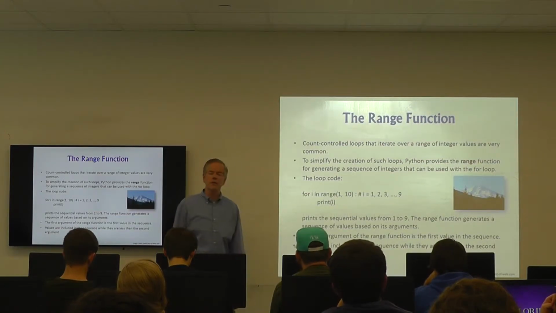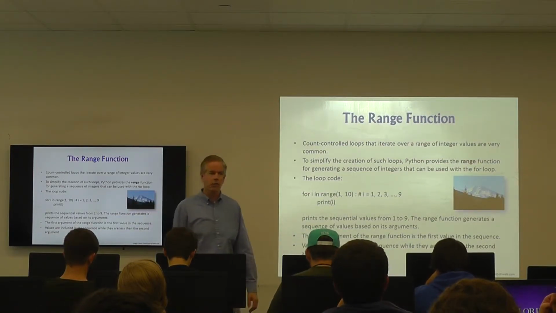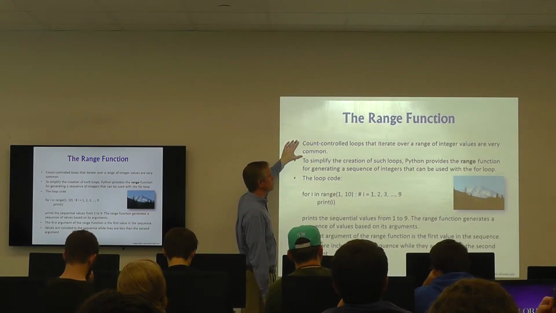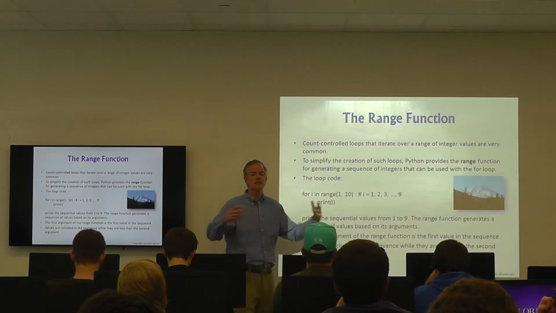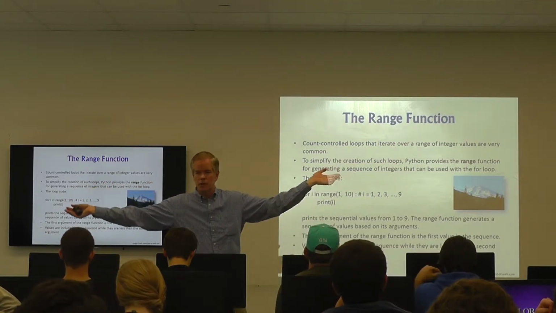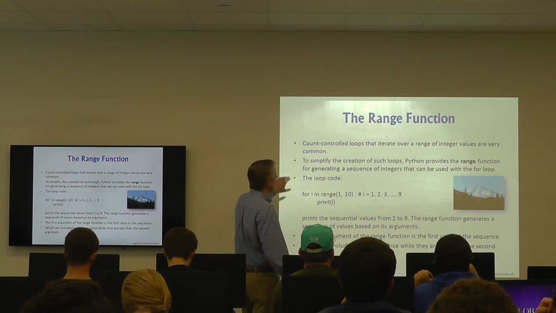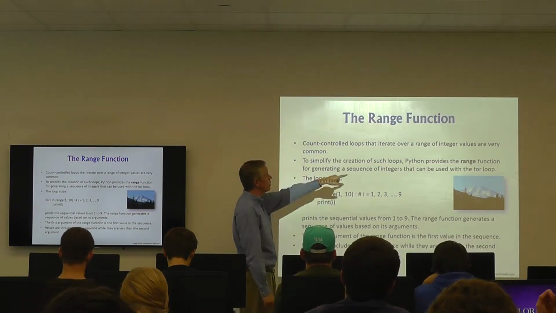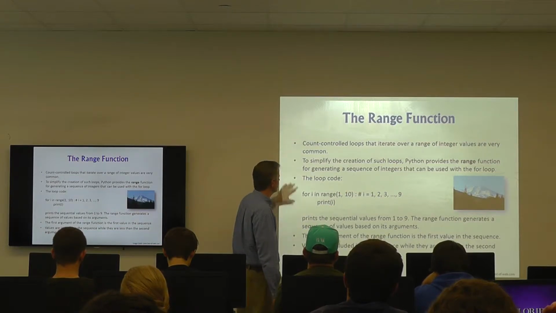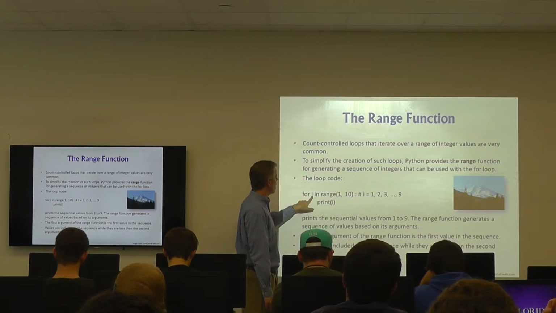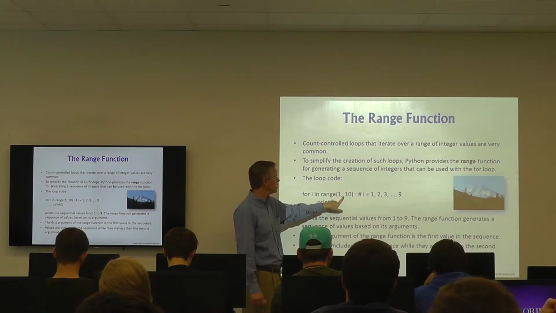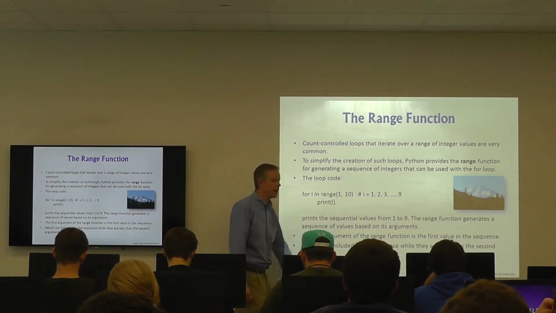The range function is a very, very important part of the for loop. Count-controlled loops that iterate over a range of integer values are very common. I'd like to do this 10 times, I'd like to do it 100 times, I'd like to do it 10,000 times. We do that all the time. To simplify that, Python provides what's called the range function for generating a sequence of integers that can be used within the loop. Here's what the code looks like. For i in range 1 through 10, print i.